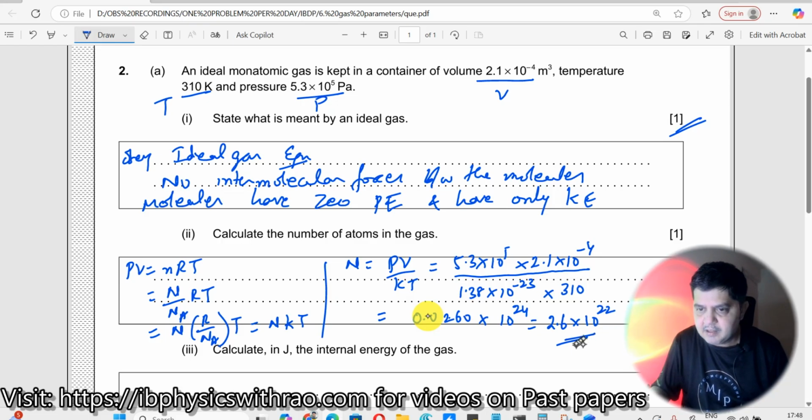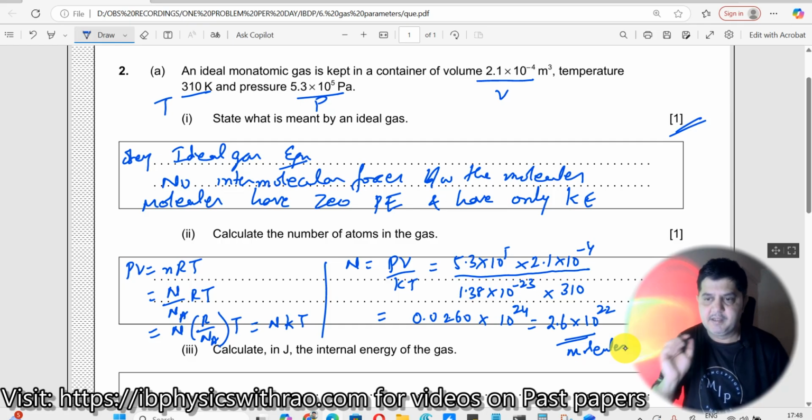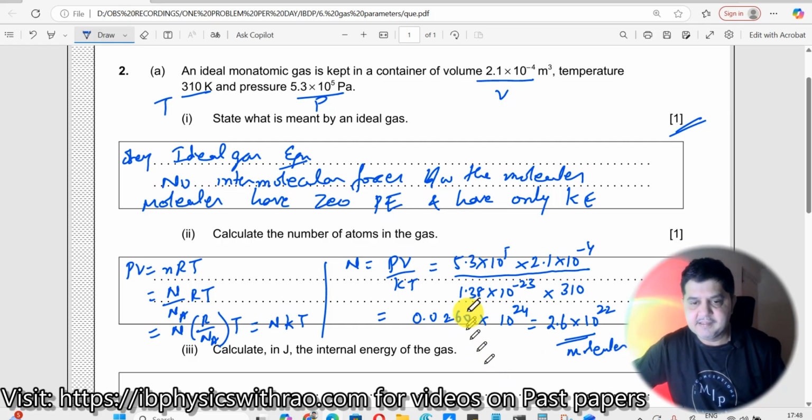Don't forget to write the unit over here. It should be molecules, no unit, but at least mention what it is. That's very important. Okay, next.